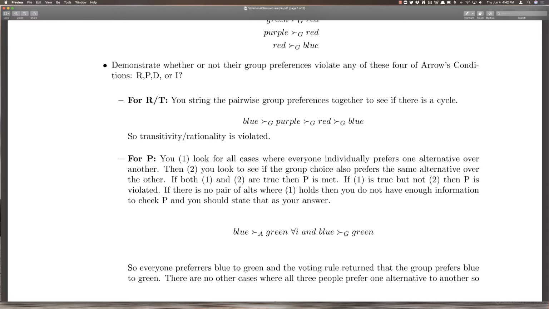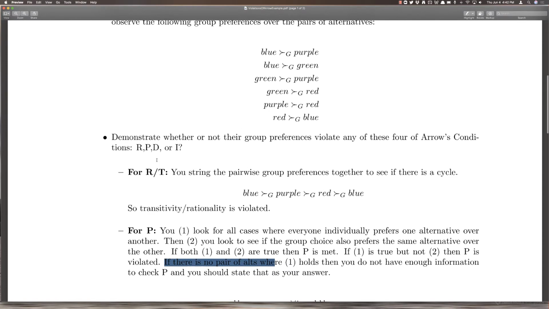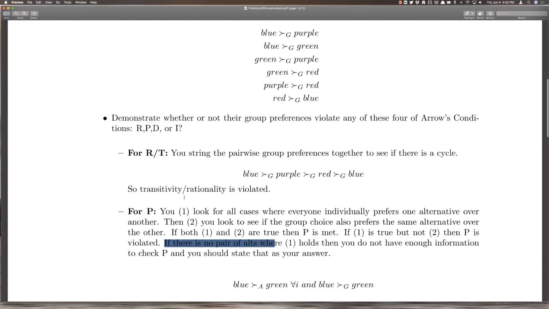If we don't find that, so that's what I put here at the end of this, if there's no pair of alternatives where they all prefer one alternative to another, then you just state you don't know. You don't have enough information to check the Pareto criterion, all right? But for this example, we do. So first, look for cases where everyone individually prefers one alternative over another, all right?